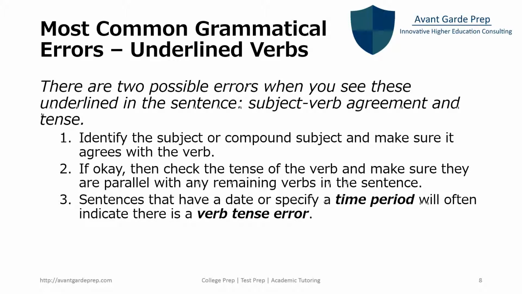So this is what you should do if you see an underlined verb. First, identify the subject or compound subject and make sure that it agrees with the verb. So singular subjects with singular verbs, plural subjects with plural verbs. If that's okay, then check the tense of the verb and make sure that they are parallel with any remaining verbs in the sentence. If that's okay, just keep in mind that sentences that have a date or specify a time period will often indicate that there is a verb tense error, so just be mindful of that.